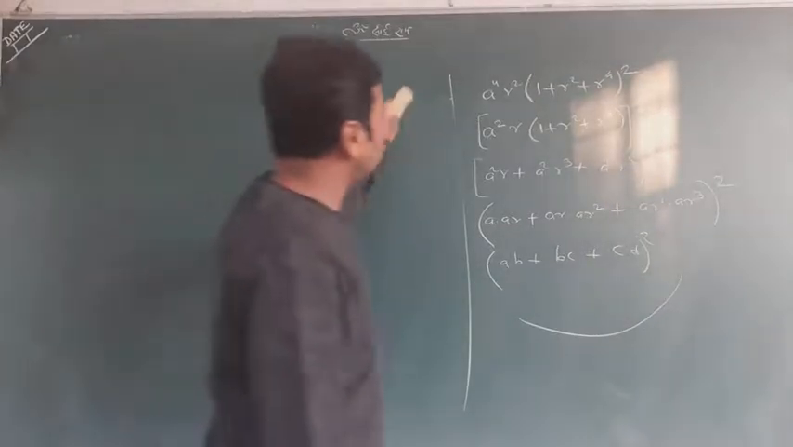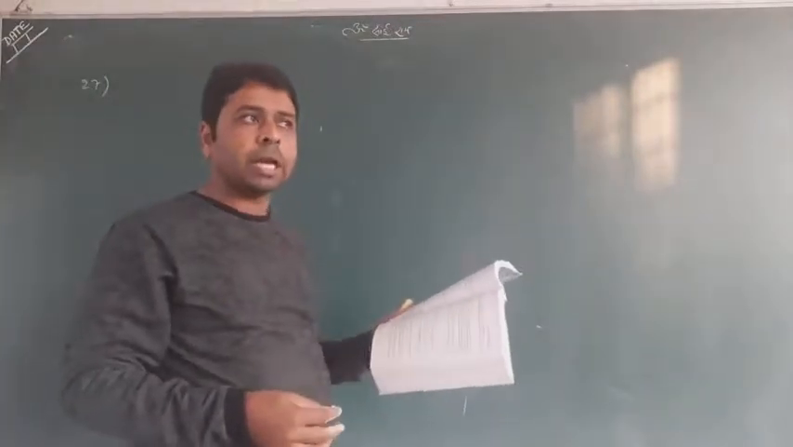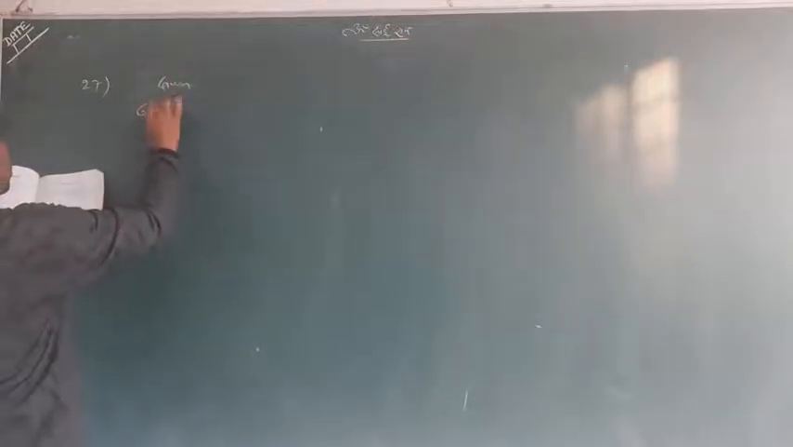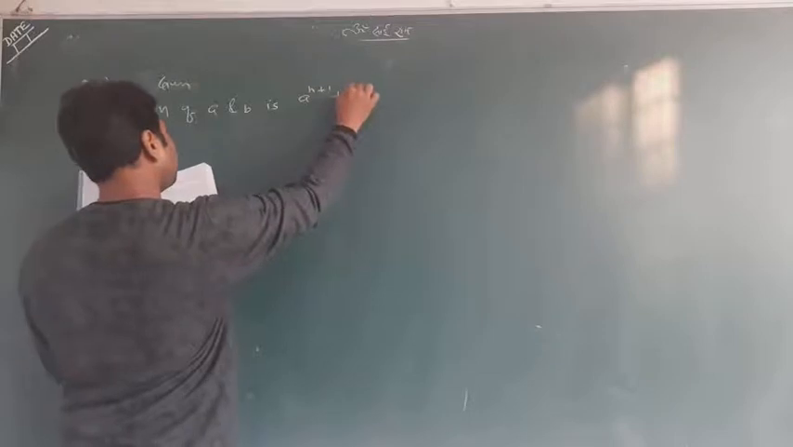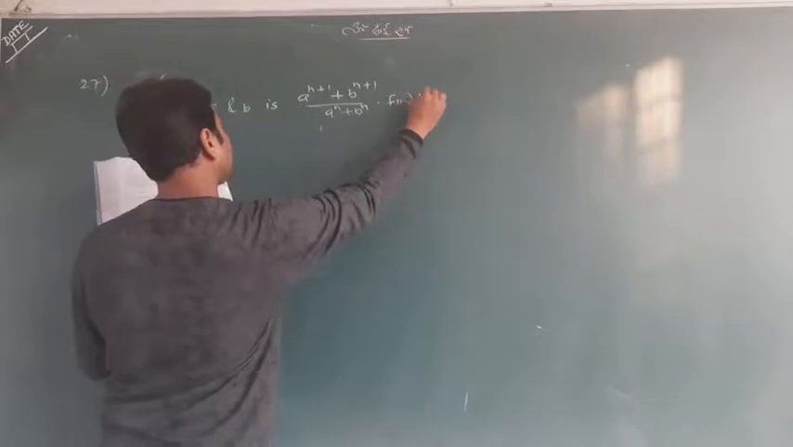Okay, let me put one more question of the book, of the exercise. I am taking now here our 27th question. 27th question is the same kind of question we did in AP or in class 10th you studied. Find the value of n if given that the geometric mean of A and B is a to the power n plus 1, b to the power n plus 1 upon a to the power n and b to the power n. Question is find the value of n.